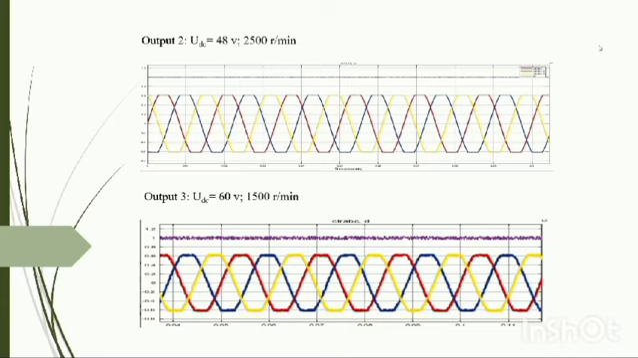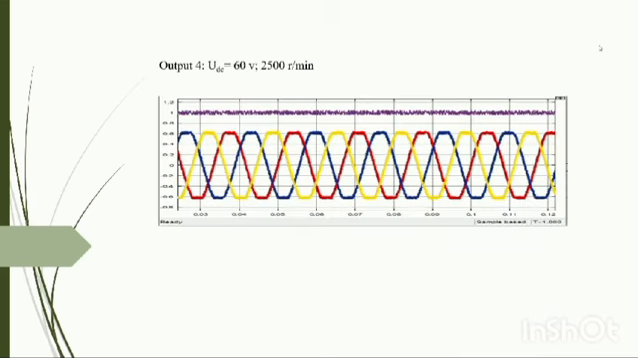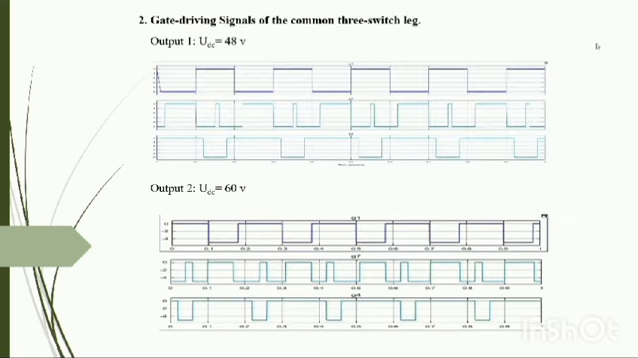Similarly, at bus voltage 60 volts and rotor speed 1500 rpm, the boost duty ratio is around 0.8, which remains higher than control references at 1500 rpm. Similarly, output 4 at bus voltage 60 volts and rotor speed 2500 rpm. Gate driving signals of the common three-switch leg. At bus voltage 48 volts, there are two switches turned on and one switch turned off at any instant. Similarly, at bus voltage 60 volts, which satisfies the basic modulation principle of the three-switch leg.